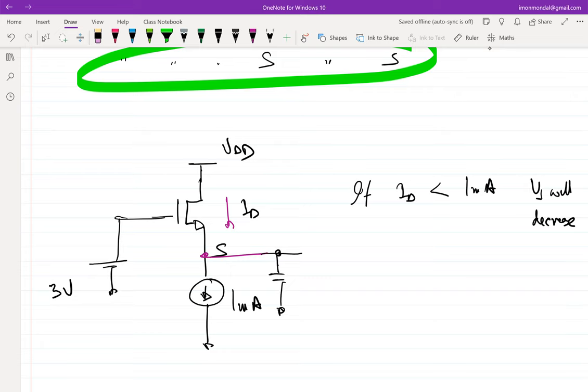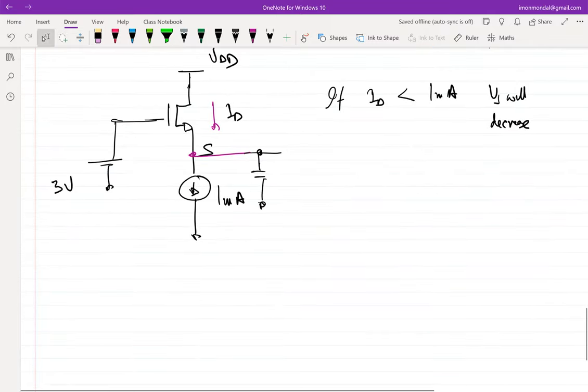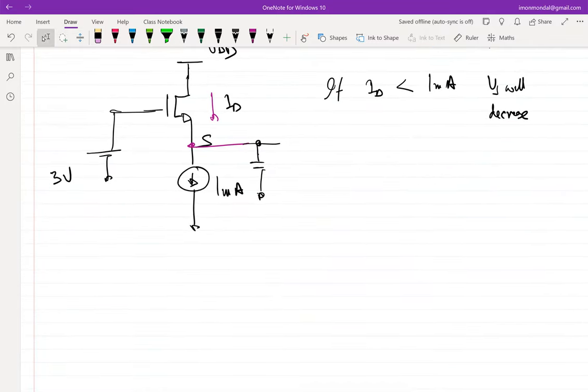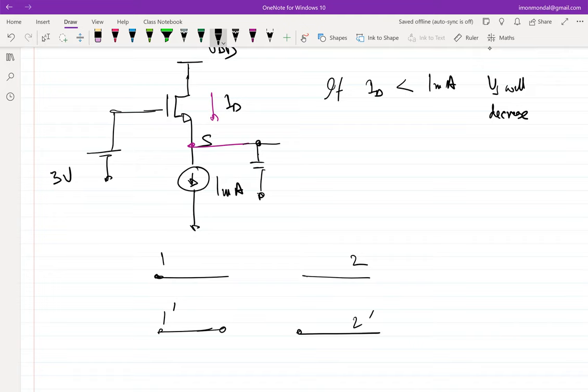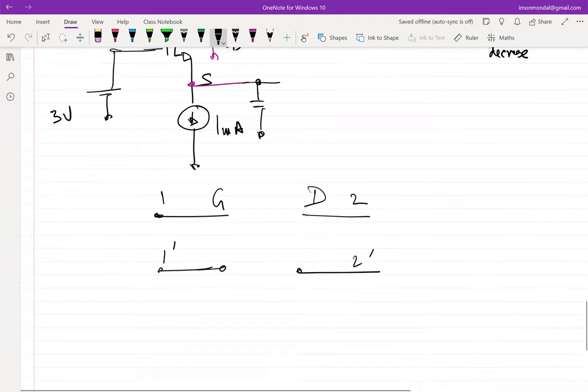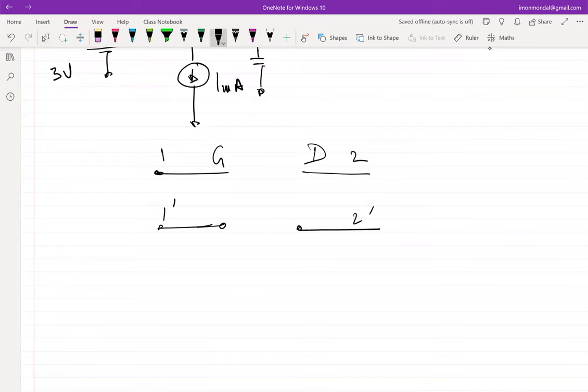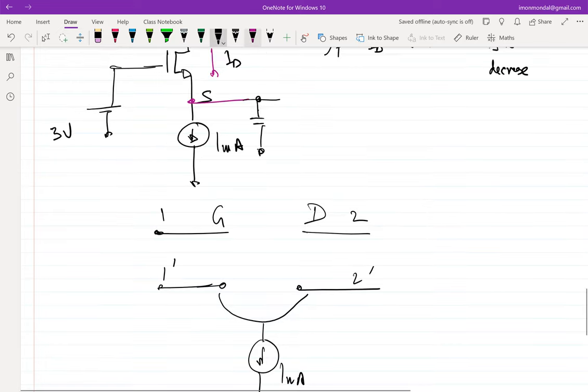And this is also a kind of feedback, but the feedback is not evident because we are treating the transistor as a three-terminal device. But in principle, the two-port network that we started off with is a four-terminal two-port, in the sense that you have one dash, two dash. This is gate, this is drain. And the one dash and two dash terminals are shorted. When I'm putting this 1 milliamp here, the feedback is happening through these combined terminals.